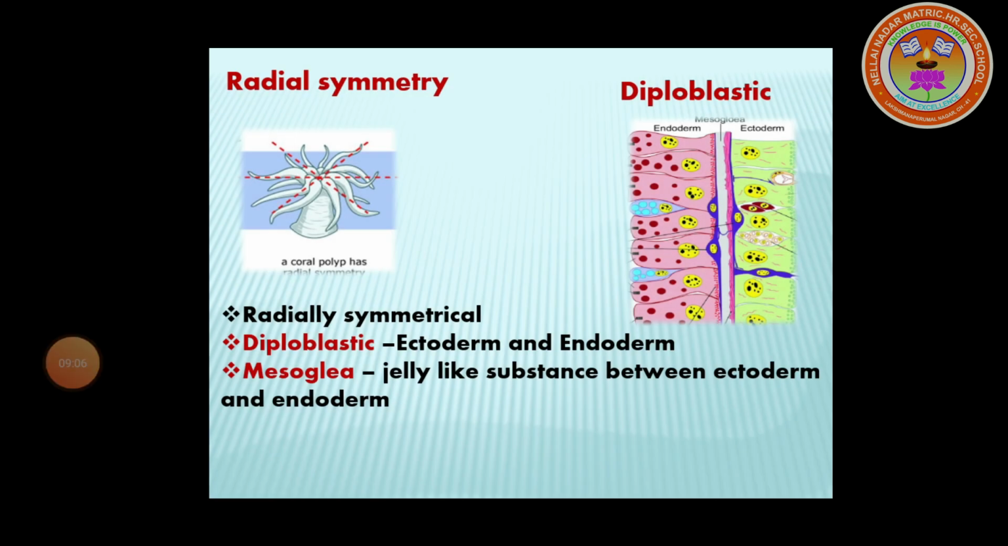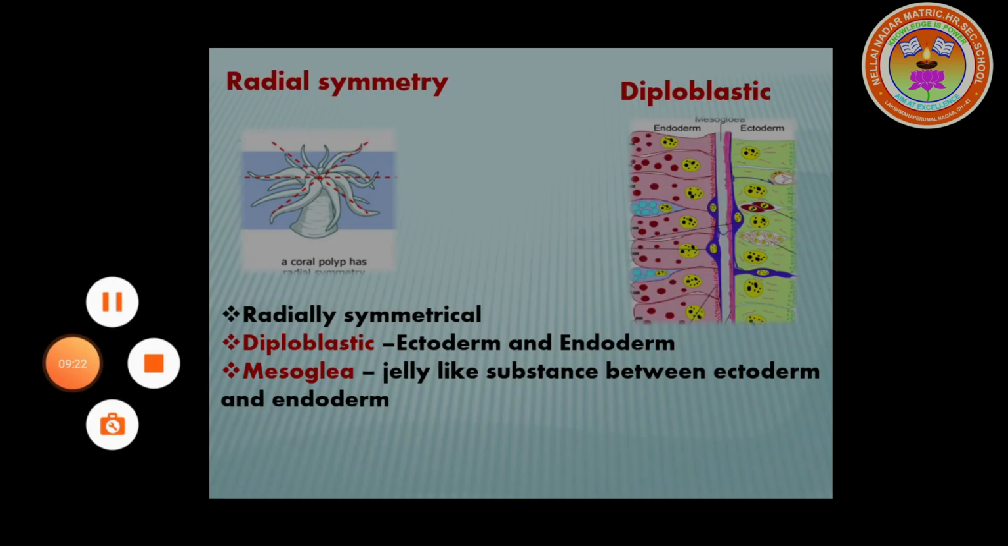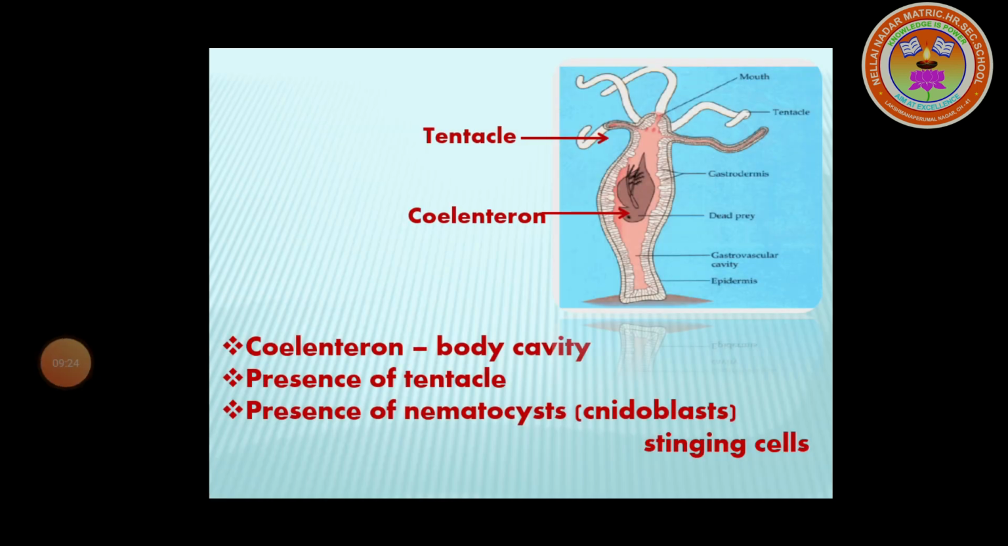In these pictures, you can see the radial symmetrical structure as well as the diploblastic nature and the presence of mesoglea between ectoderm and endoderm. Another unique characteristic of a coelenterate animal is presence of coelenteron. Coelenteron means body cavity. They have finger-like projections around the mouth called tentacles. The tentacles are used to catch the prey as well as for locomotion.